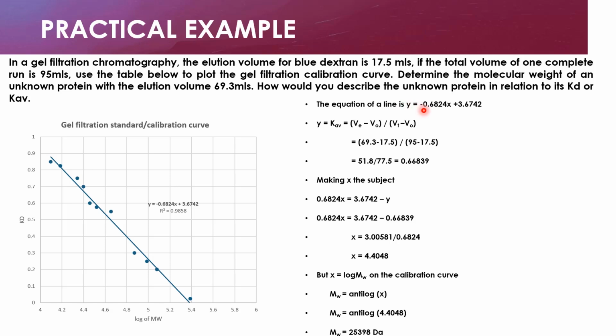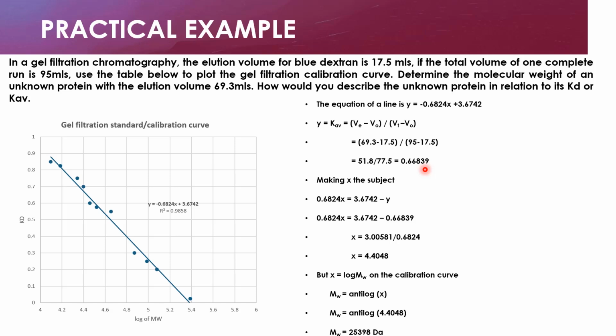And we also know that the negative 0.6824 is our slope, and the x is the log of the molecular weight of the standards on the x-axis, and the 3.6742 is the intercept. So if you are to substitute the values, which are the elution volume, the total volume and the void volume, in this equation, we will get our y to be 51.8 divided by 77.5, and this is equal to 0.66839.